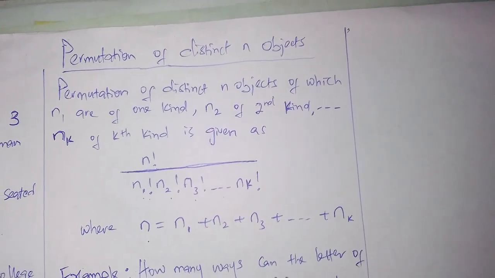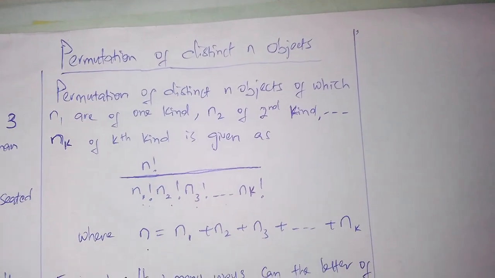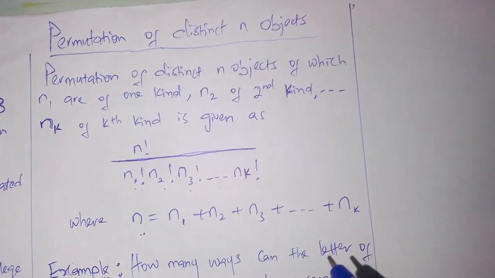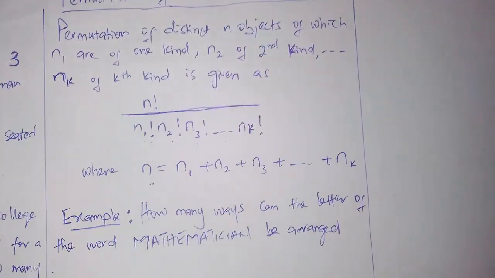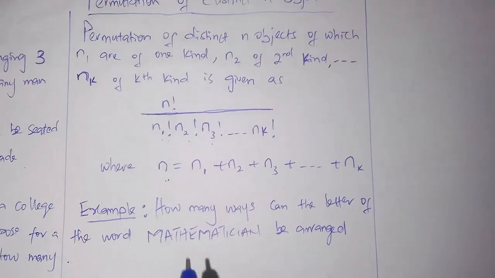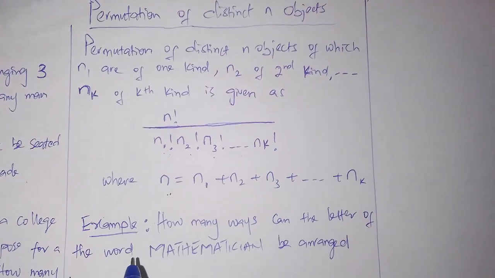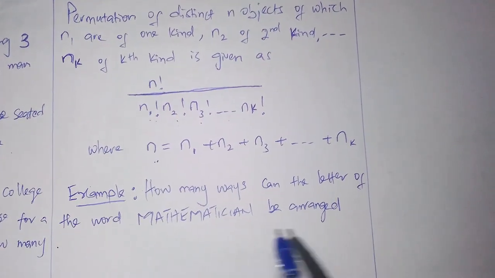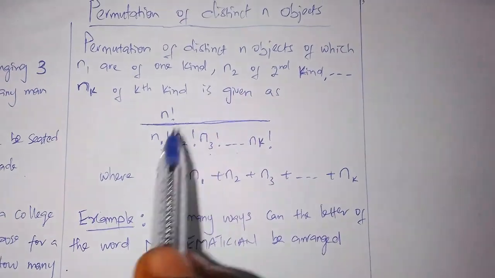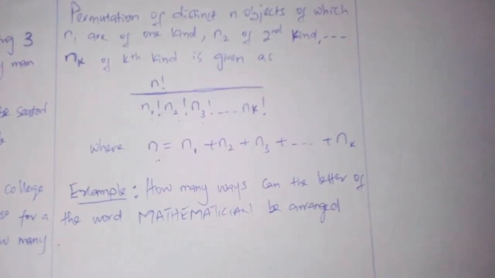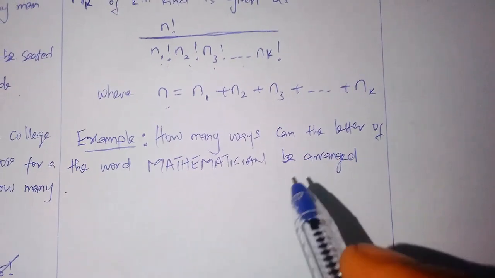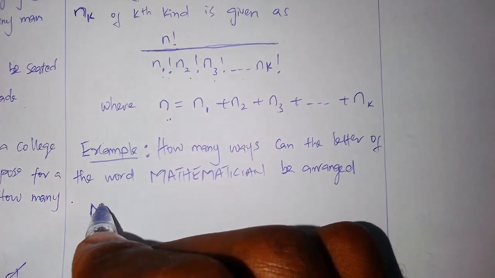Now, just like in my introduction to permutation, I said n represents the total number of items given to us in the question. In this example, let's see what we mean by n distinct objects in permutation. How many ways can the letters of the word mathematician be arranged? I'm going to be applying this formula that I just wrote up here to solve this question. But how then will I solve it?